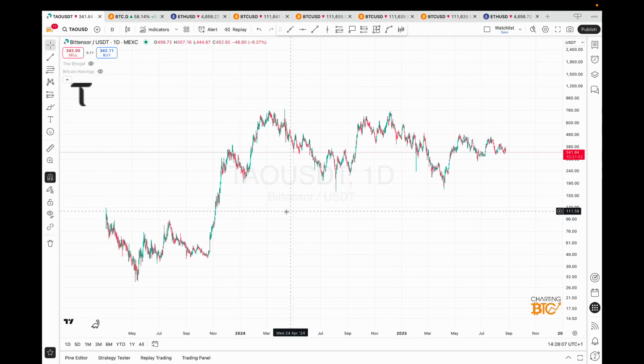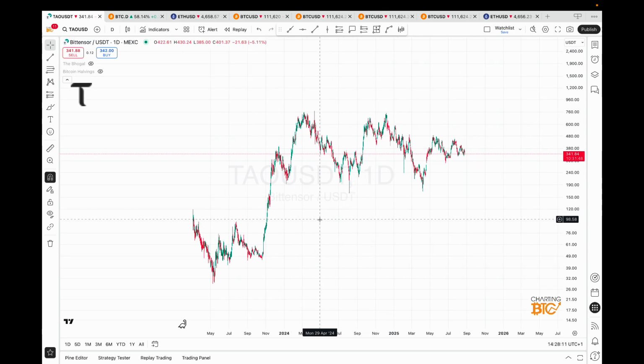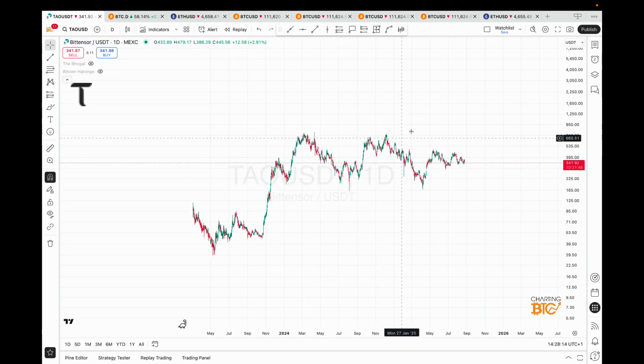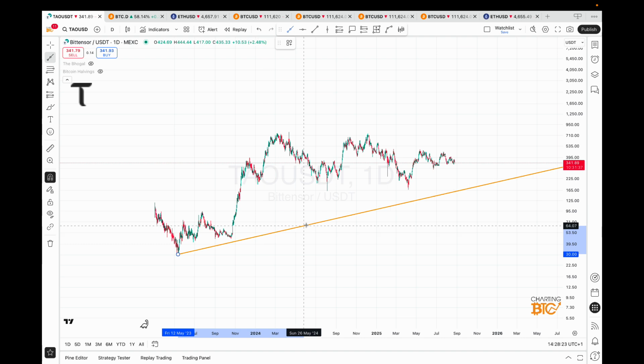Bittensor, TAO USD. Let's do some trading analysis on it. Where is this going to go? There's a lot of people calling for 3K, a lot of people calling for 1K. Let's have a look. So the first thing we're going to do is draw some support and resistance lines.